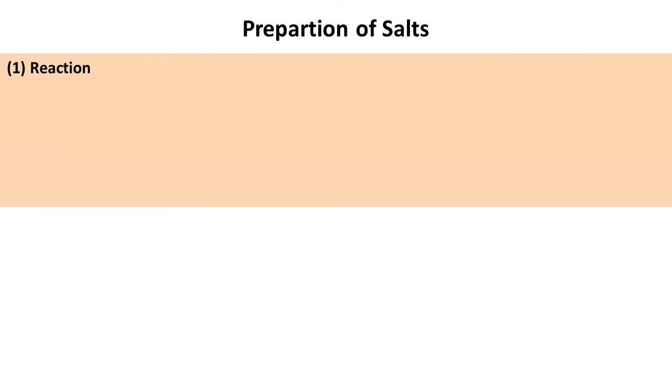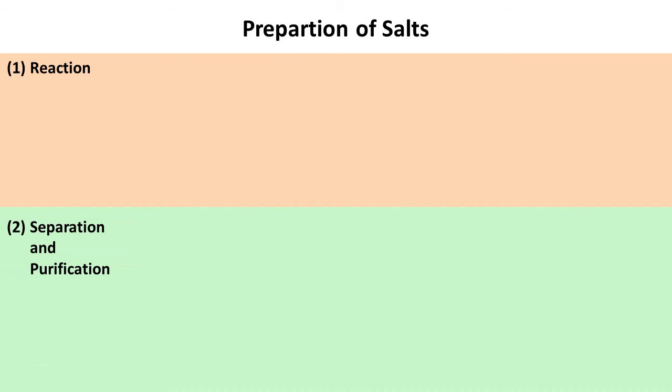So now, let's look at how we prepare soluble and insoluble salts respectively. There are two main steps in preparing salts artificially, regardless of soluble or insoluble salts. The first step is to make a reaction to produce the salts of interest. The second step is to separate and purify the salt produced.